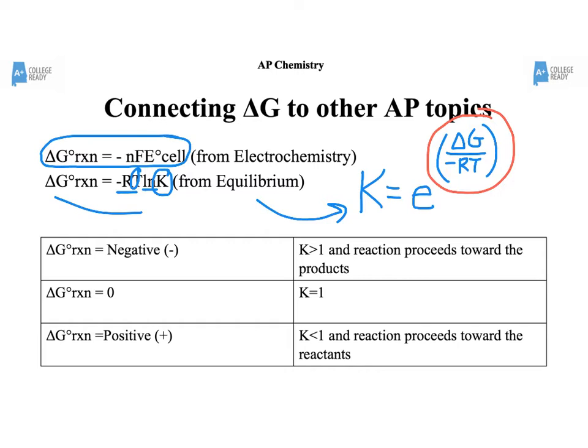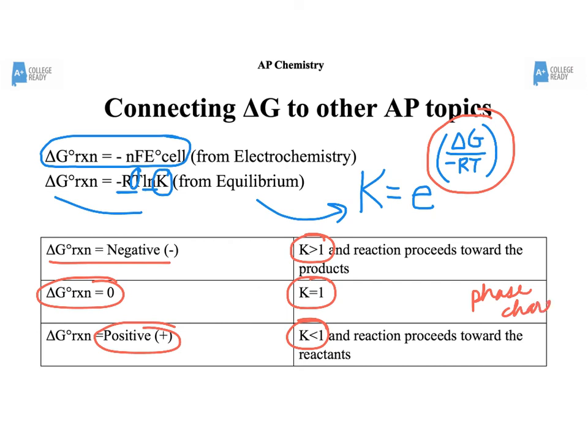And here's the last thing that you will have on that, which once you get through equilibrium, will make more sense. If your delta G is negative, then your K is greater than 1, which means the reaction proceeds towards the products. If your delta G is positive, then your K is less than 1, and that means the reaction proceeds towards the reactants to get to equilibrium. If your delta G is 0, then your K is equal to 1, which means you are at equilibrium, and this is again a phase change or a dead battery.